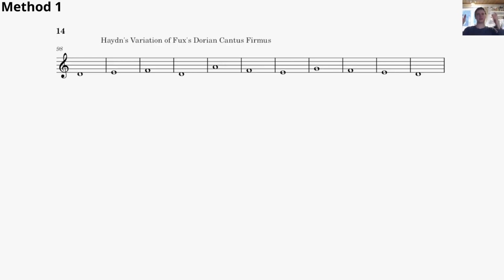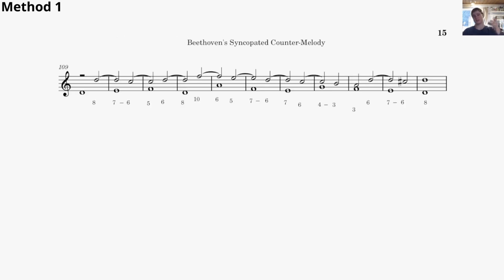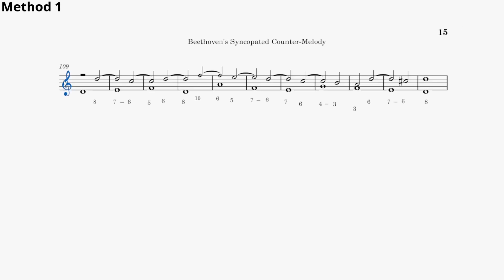Here we have a Cantus Firmus by Haydn. This is his variation of Fuchs's Dorian Cantus Firmus. Haydn studied from and taught out of Fuchs's book Gradus ad Parnassum, and this appears to be his variation of Fuchs's original Dorian Cantus Firmus. This is Beethoven's syncopated counterpoint melody to Haydn's given melody. Let's listen to it and then analyze it.